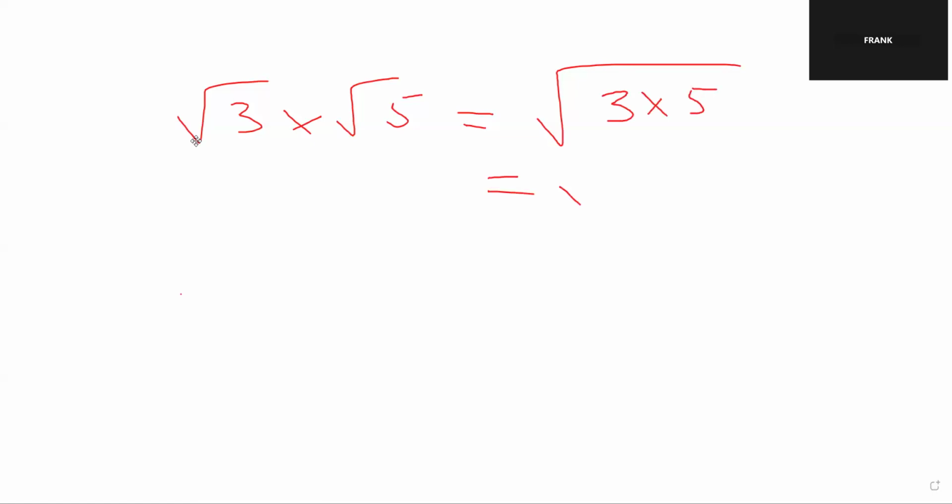If the numbers in the square roots aren't the same, root 3 times root 5, what happens is that when you solve, you put them inside one root, and the answer becomes root of what? 15. That is how to multiply sets. So let's take an example. Let's say I have root 3, open bracket 2 plus root 5, close bracket.